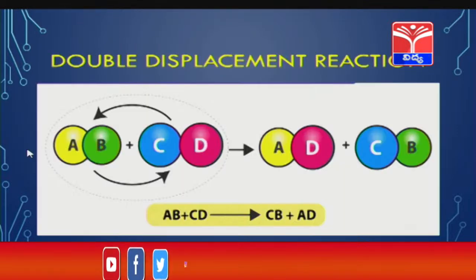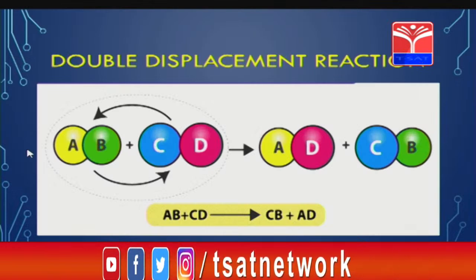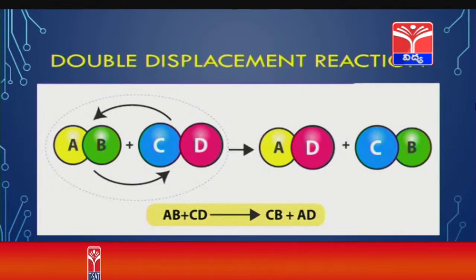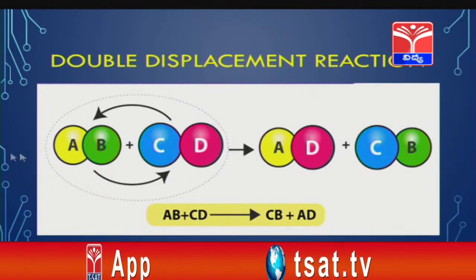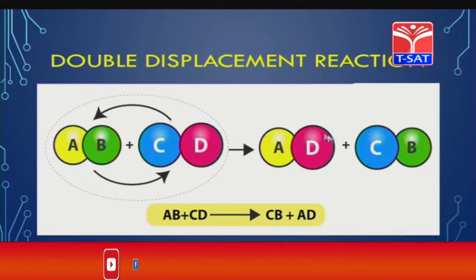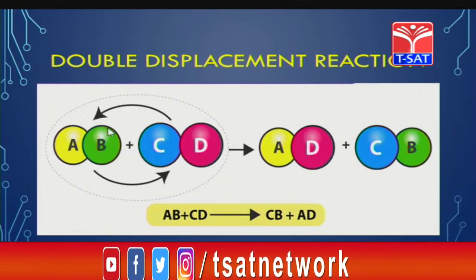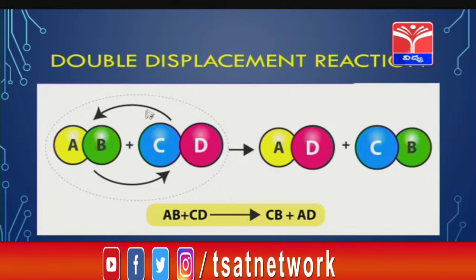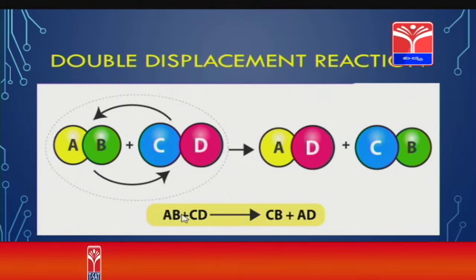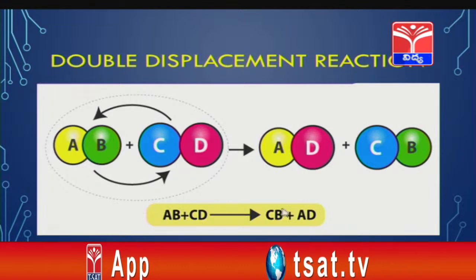Double displacement reaction, children. Here mutual exchange of ions takes place. That means, for example, here AB is one molecule, CD is another molecule, children. Now, A and D combine to form a new product, and B and C combine to form a new product. Here mutual exchange of ions has taken place. So, this has also displaced and this has also been displaced. So, here we see that the reactants are AB and CD. The new products which are formed are CB and AD.